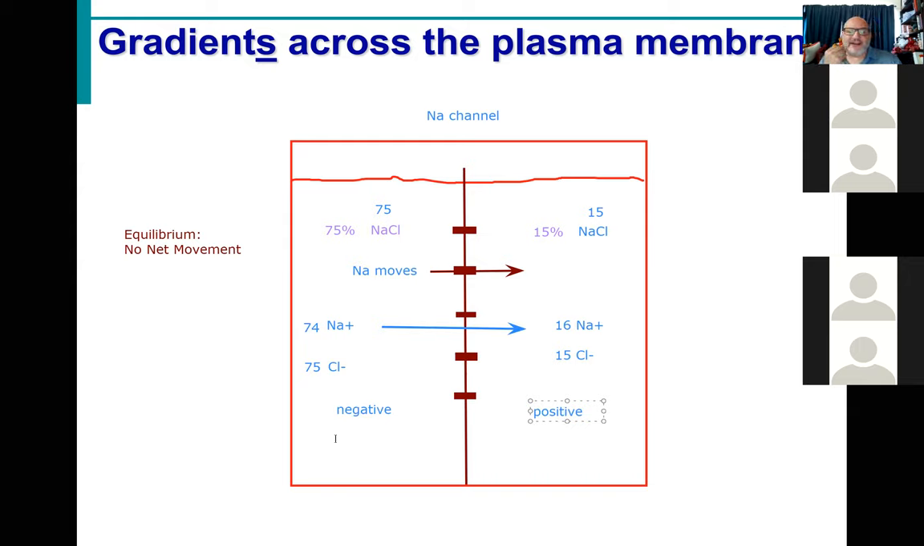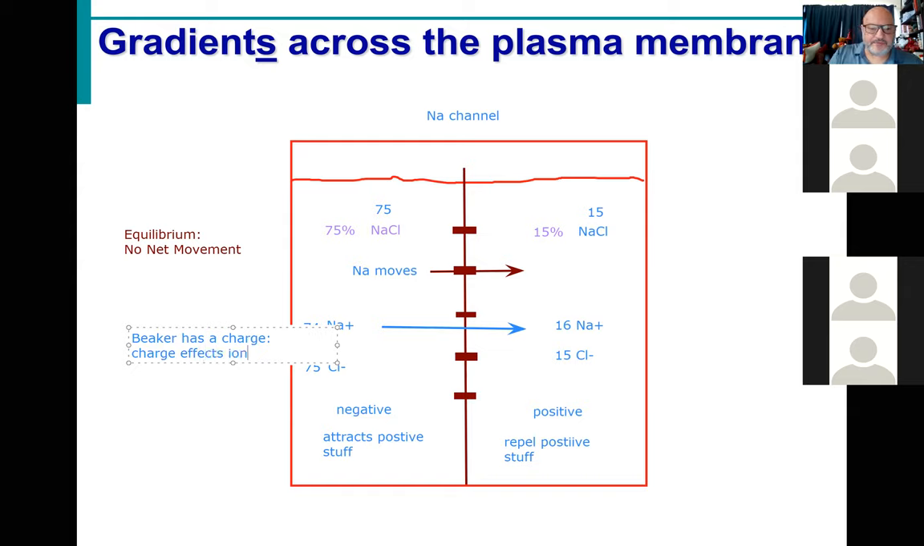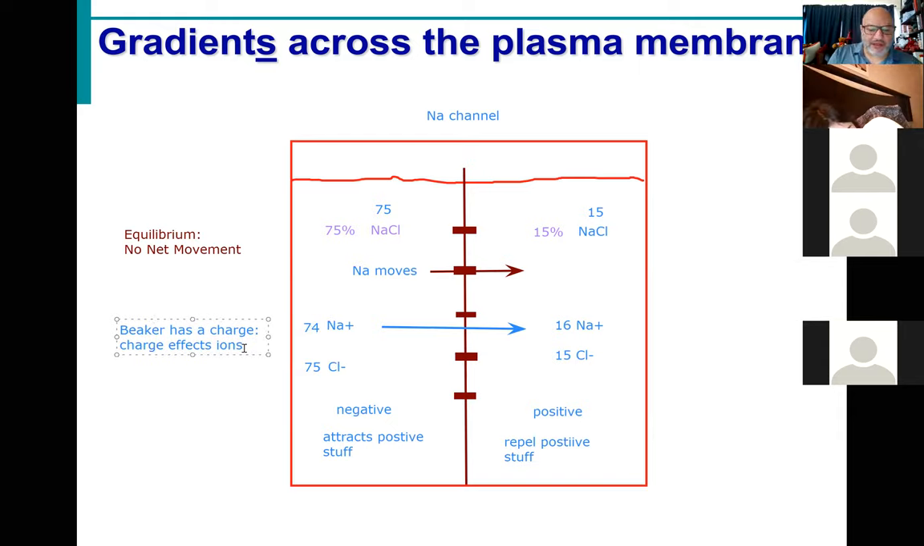So what happens is this negative force on this side is going to attract positive stuff, like the sodium. This side over here that's positive is going to start to repel positive stuff. Basically what's happening here is our cell, or our beaker in this case, which is our pretend cell, has a charge, and that charge affects ions. It affects other charged particles. This effect on the charged particles is what we call an electrical force.